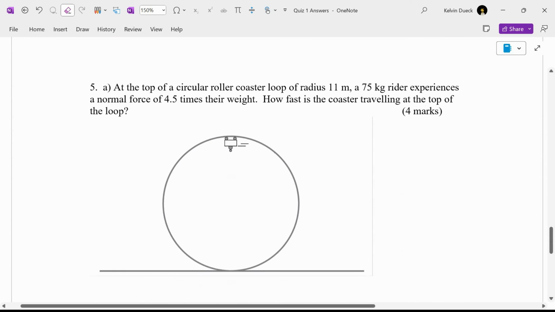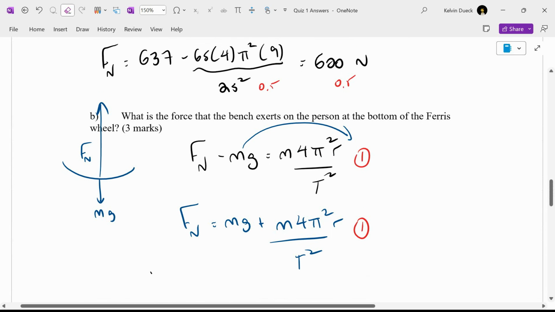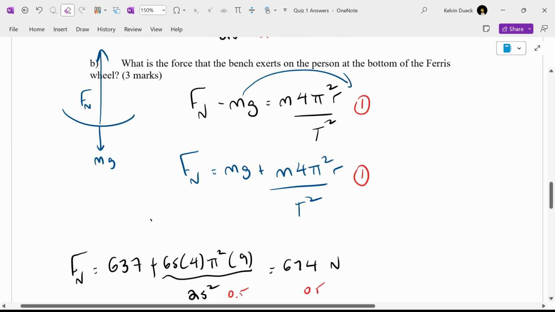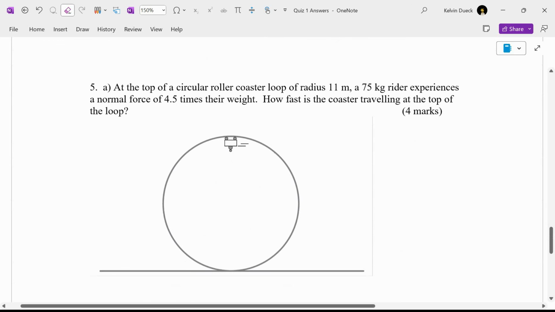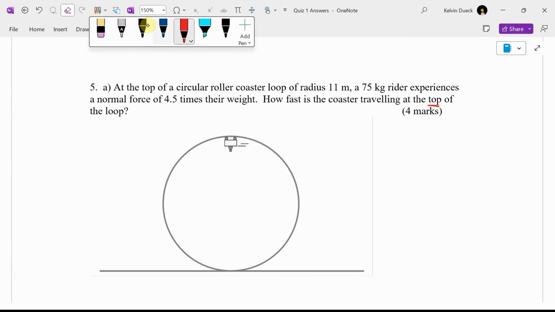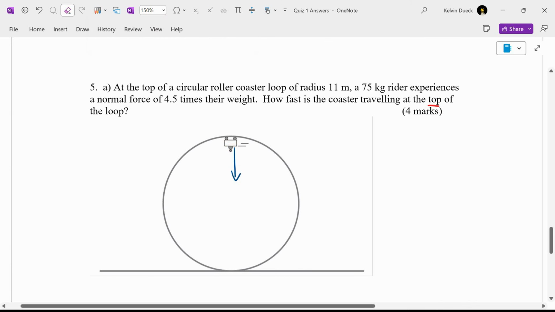Ooh, roller coaster loops. Key difference in roller coaster loops: at the bottom, the free body diagram for a roller coaster loop and a Ferris wheel will look identical. They won't look identical at the top. And I notice here, we're at the top. It wants me to figure out how fast. You know what? This is going to be a job for a free body diagram.